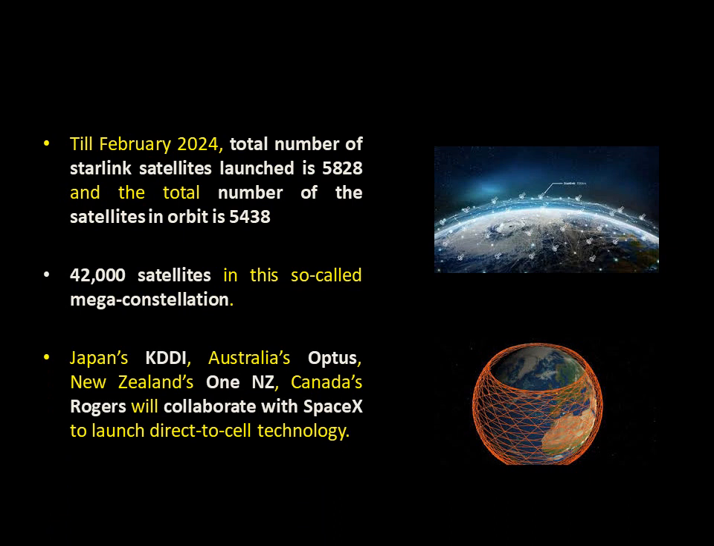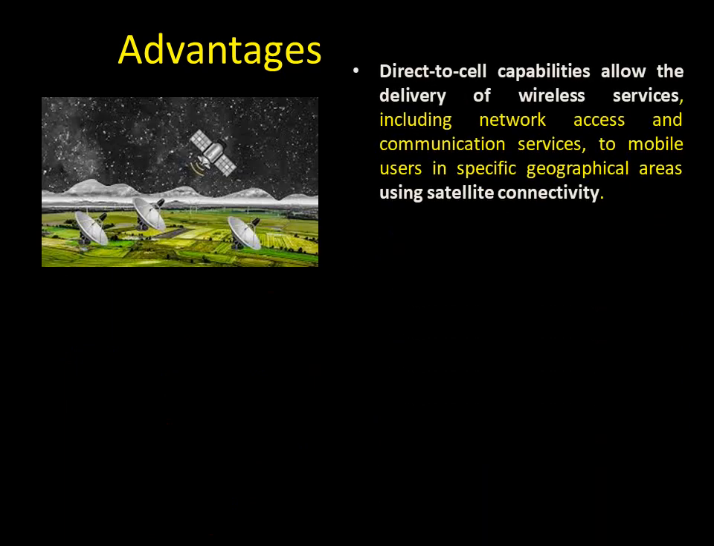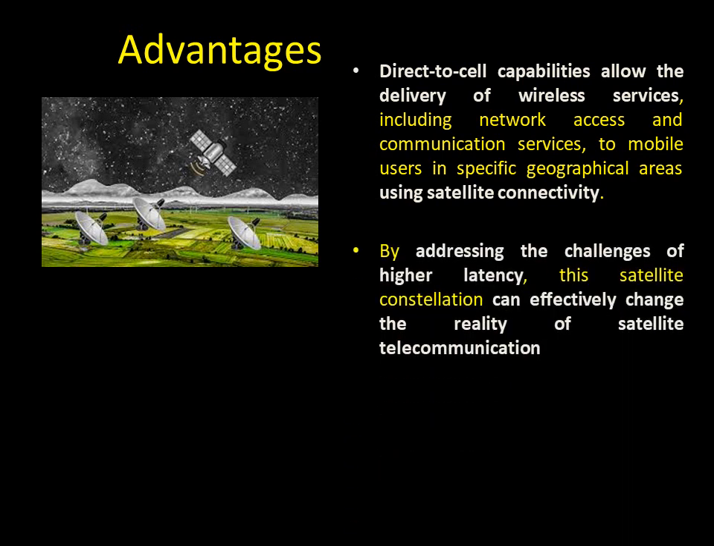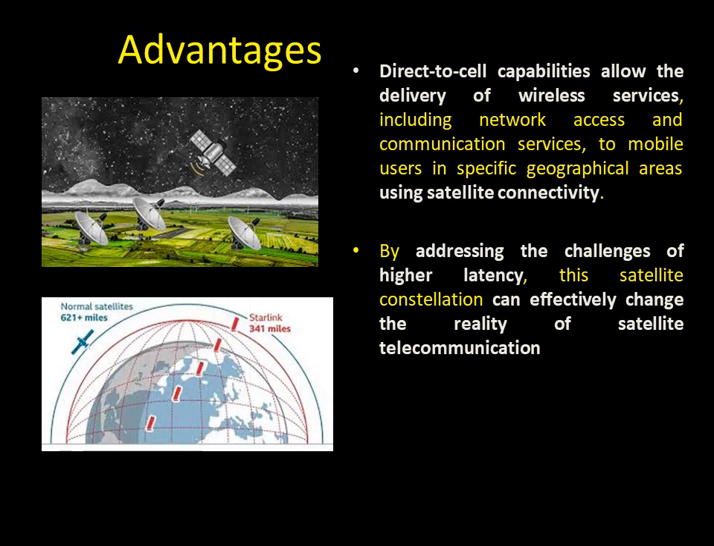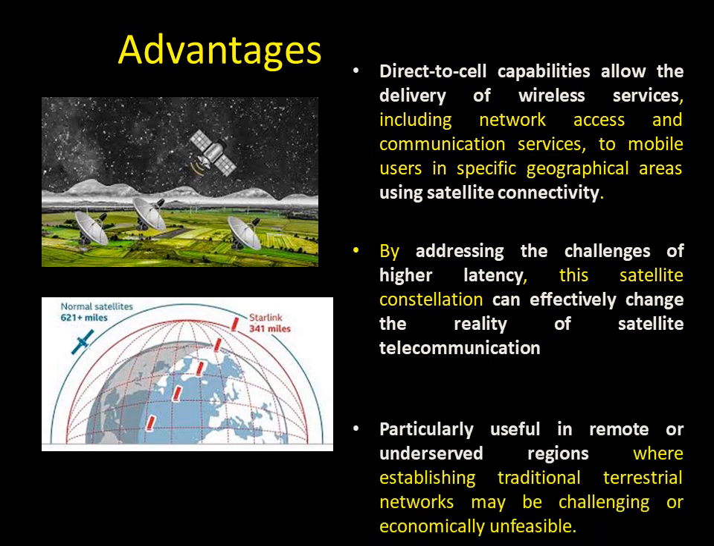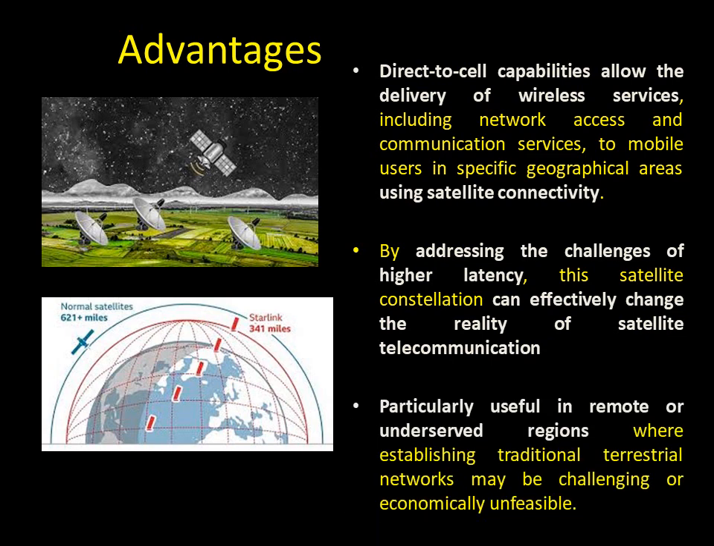Japan's KDDI, Australia's Optus, New Zealand's 1NZ, Canada's Rogers will collaborate with SpaceX to launch direct-to-cell technology. Advantages. In the context of SpaceX's Starlink project, direct-to-cell capabilities allow the delivery of wireless services, including network access and communication services, to mobile users in specific geographical areas using satellite connectivity. By addressing the challenges of higher latency, this satellite constellation can effectively change the reality of satellite communication. This technology is particularly useful in remote or underserved regions where establishing traditional terrestrial networks may be challenging or economically unfeasible.